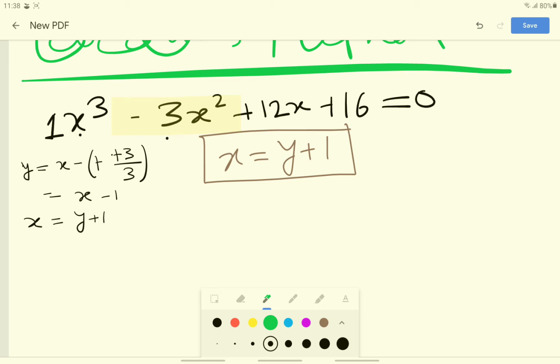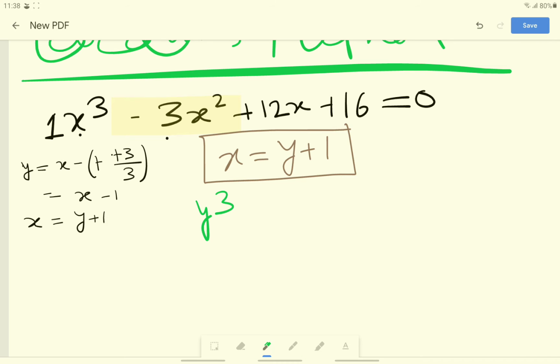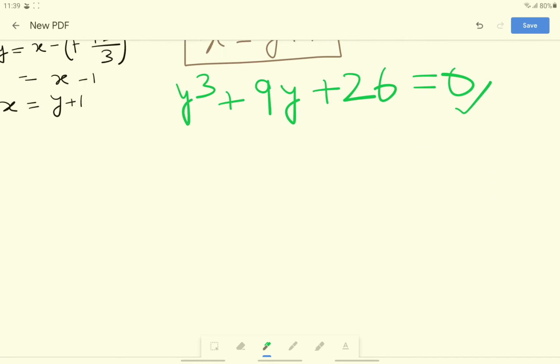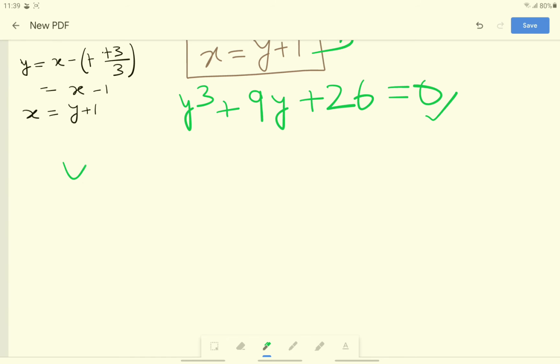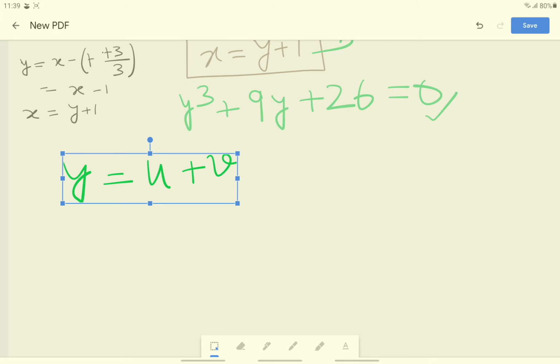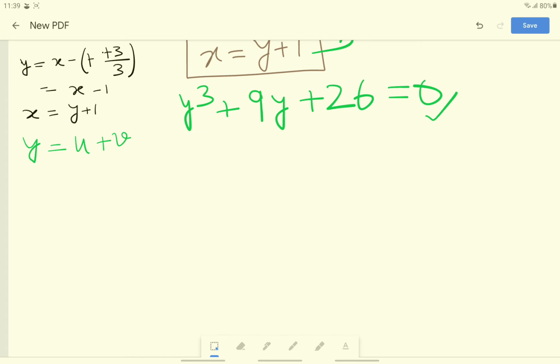So first thing first, we put x equals y plus 1. On simplifying and putting all those values, we will directly get an equation of y, which is of the type y power 3 plus 9y plus 26 equals 0. Now we will take y equals u plus v. This is our assumption. So let us put it here.